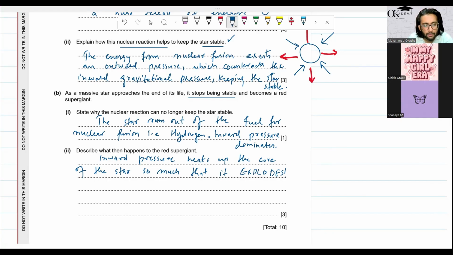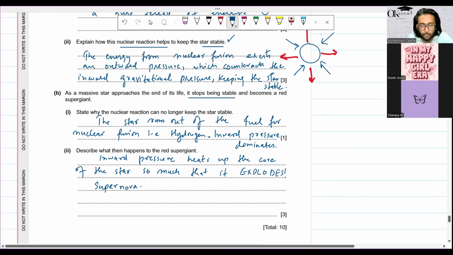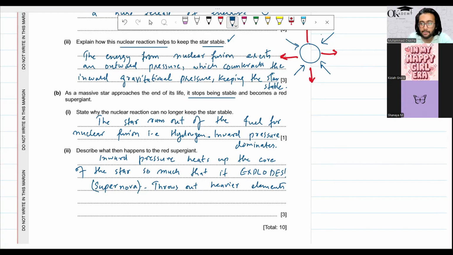So what happens after it explodes? Well, supernova. Okay, this explosion is supernova. And it throws out heavier elements, I would say, not necessarily metals. This is the job of the supernova. And it forms a planetary nebula.